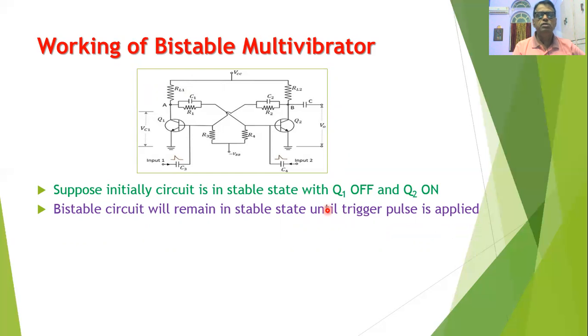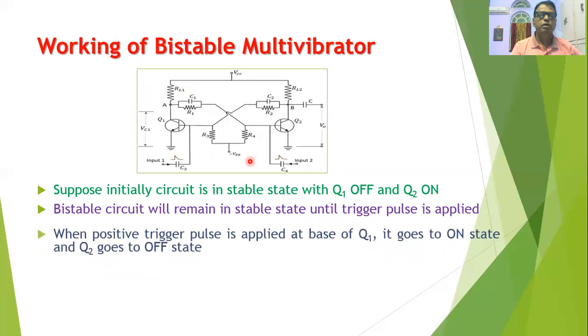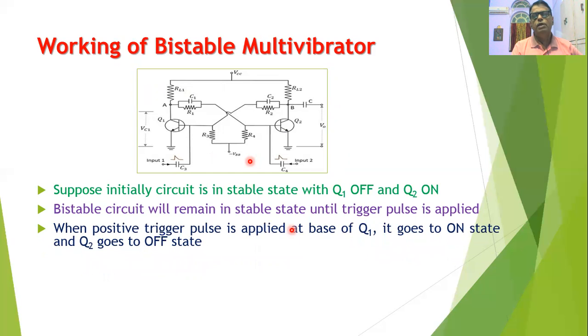In order to change the state of the bistable multivibrator, we need to apply a positive-going trigger pulse to the base of the off transistor, or you can apply a negative-going trigger pulse to the base of the on transistor. When the positive-going trigger pulse is applied to the base of Q1, the base voltage of Q1 instantly rises. When the base voltage rises, base current rises, collector current rises, and therefore collector potential decreases. This decrease is immediately communicated to the base of Q2.